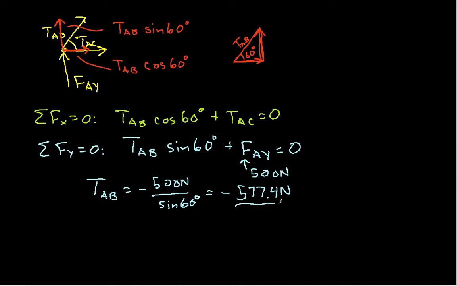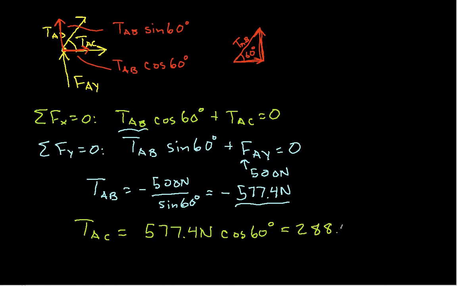So taking this number, plugging it in here, and solving for TAC, we find that TAC is going to be 577.4 newtons times cosine of 60 degrees, which, if you work out, cosine of 60 degrees is 1/2. So this will be 288.7 newtons. Okay, so we now have TAB and TAC.